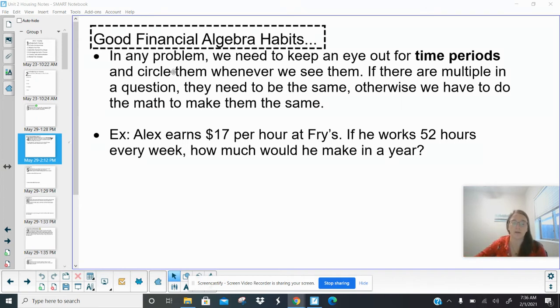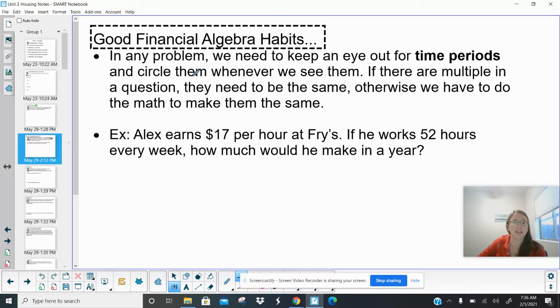So in any problem, I'm going to give you a warning here, this is going to keep happening. In any problem, we need to keep an eye out for time periods. What I recommend you do is circle them whenever we see them. Again, the time periods are daily, bi-weekly, weekly, semi-monthly, monthly, annual. Quarterly is also one that we haven't had to work with yet, but that is a time period.